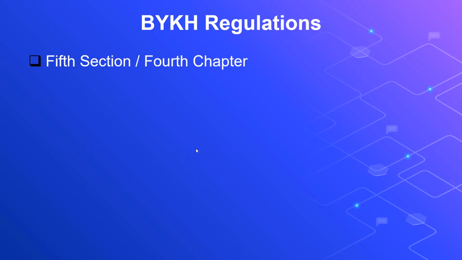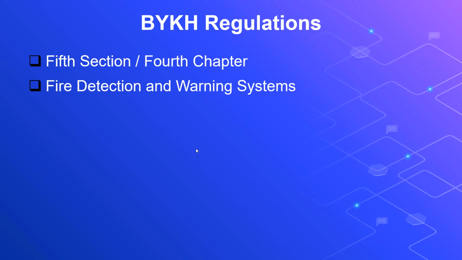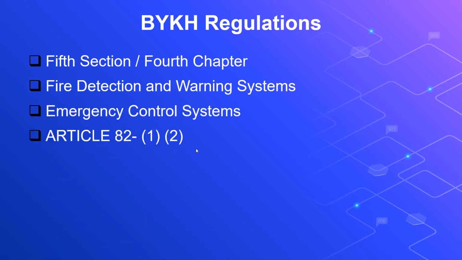Let's look at the BYKH regulations. In the fifth section and fourth chapter of the BYKH regulations, it shows fire detection and warning systems, emergency control systems. And let's look at Article 82. In Article 82, there are some points that can be used for fire alarm systems.